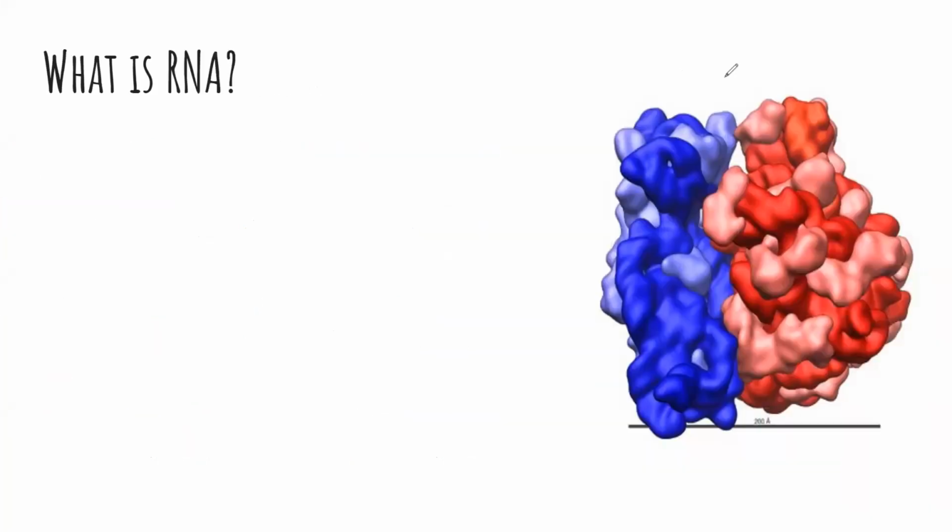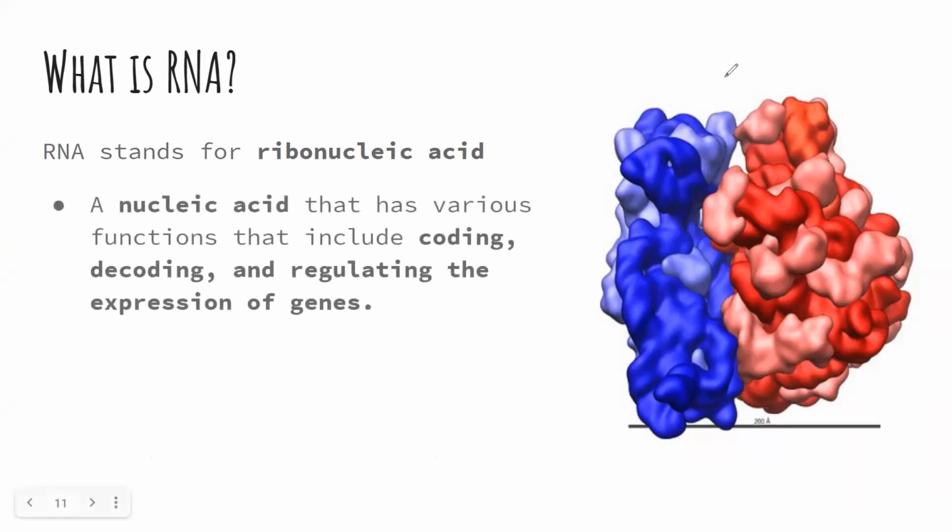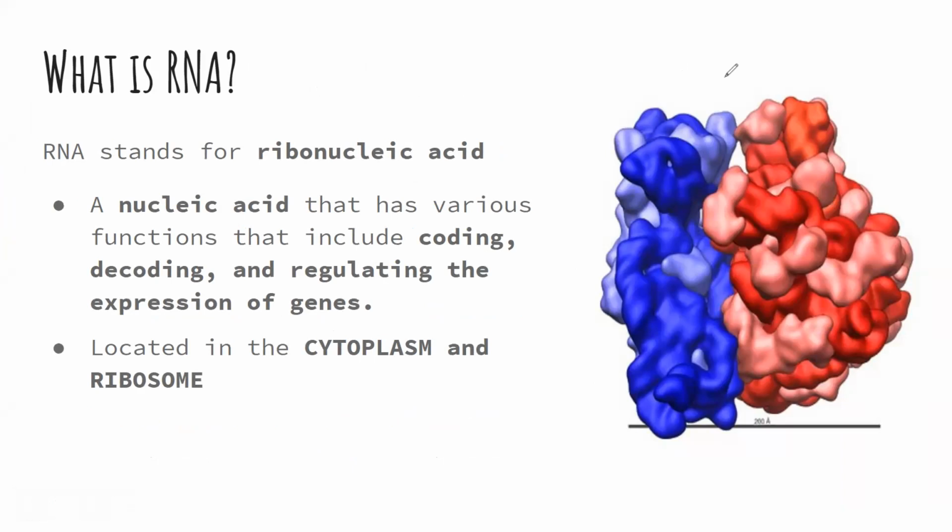Now, what is RNA? Well, RNA stands for ribonucleic acid. RNA has a wide range of functions, like coding and regulating the expression of our genes. RNA is located in the cytoplasm and the ribosome. So unlike the DNA that has to stay in the nucleus and be protected by that nucleus, this kind of nucleic acid can roam around the cell.